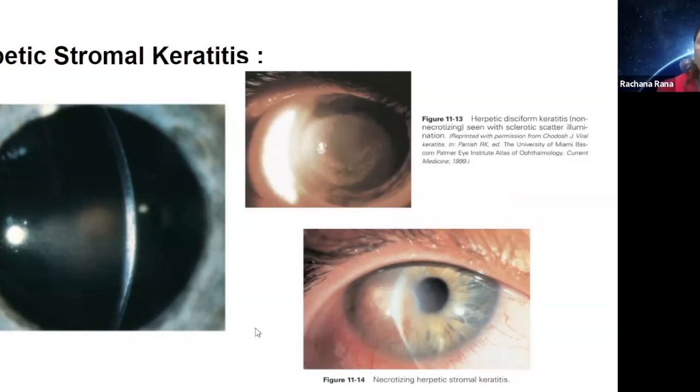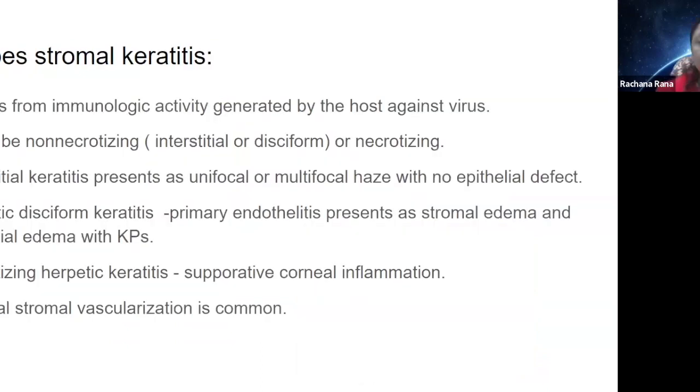Herpes stromal keratitis results from the immunologic activity generated by the host against the virus. It can be non-necrotizing or necrotizing. Interstitial keratitis presents as unifocal or multifocal haze with no epithelial defect. In herpetic disciform keratitis there is stromal haze and epithelial edema with keratic precipitates underlying. And in necrotizing keratitis, as I've said, there is suppurative corneal inflammation, and corneal stromal vascularization is also common.